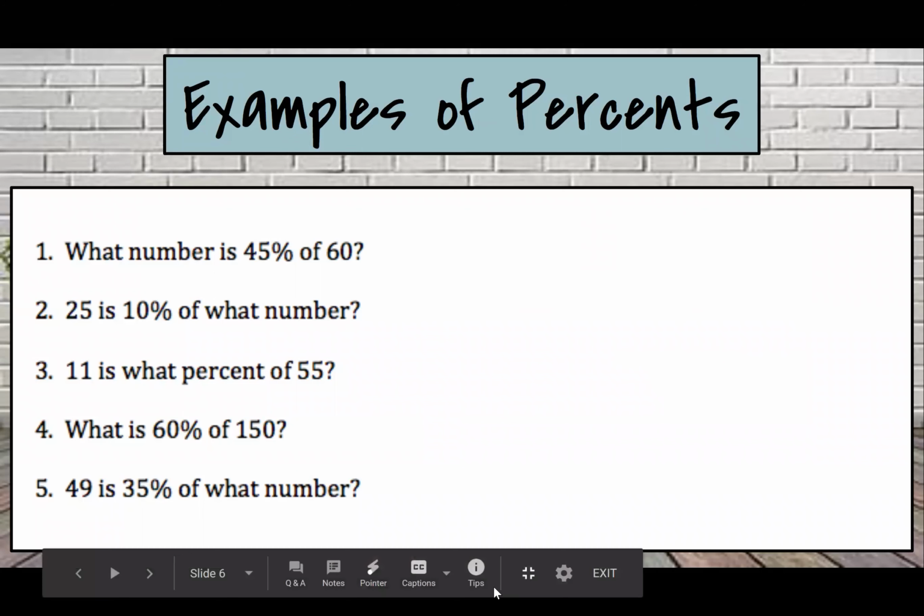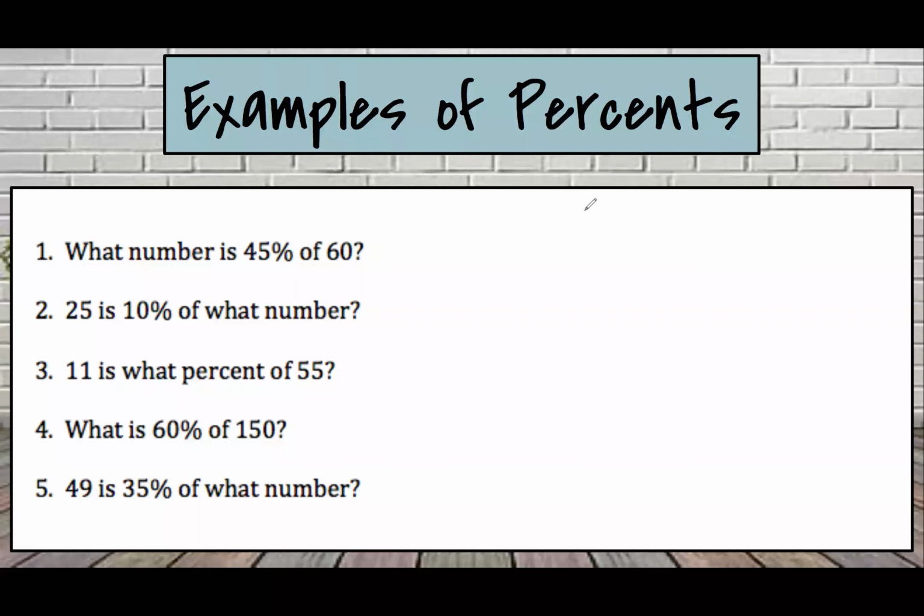I'm going to bring up my annotation tools. All right, so I want to put over here in the corner our clue words. Is over of equals percent over 100. And we're going to use those clue words to help us solve all of these problems. So let's look at number 1.